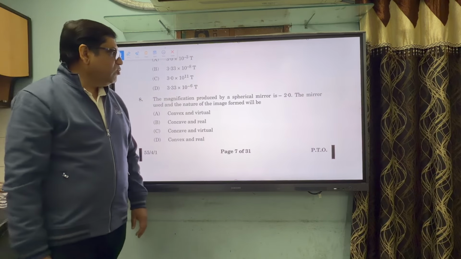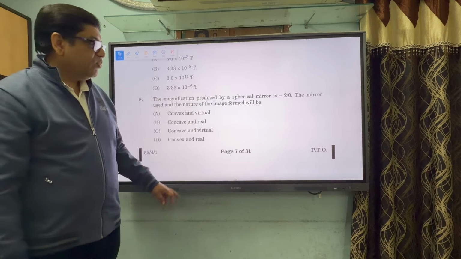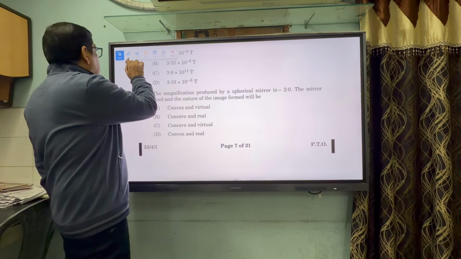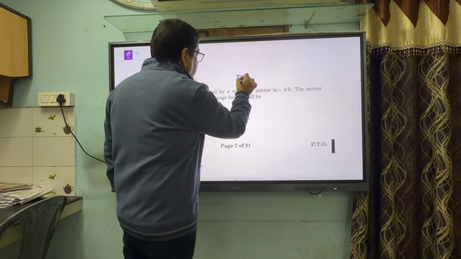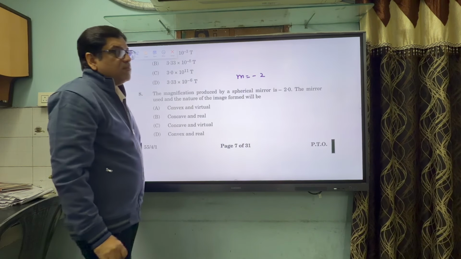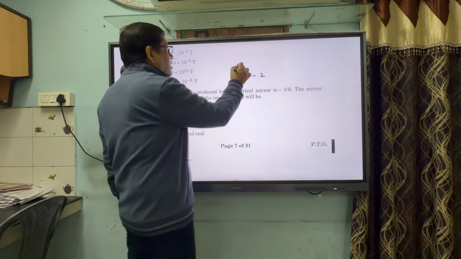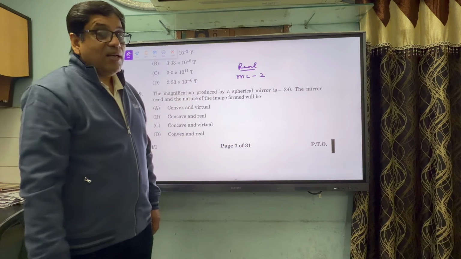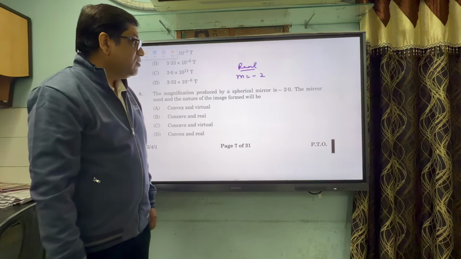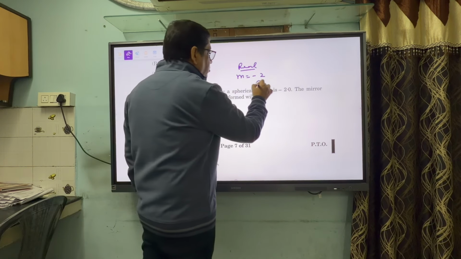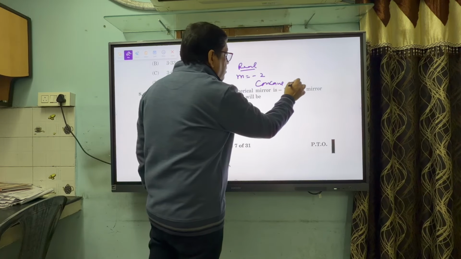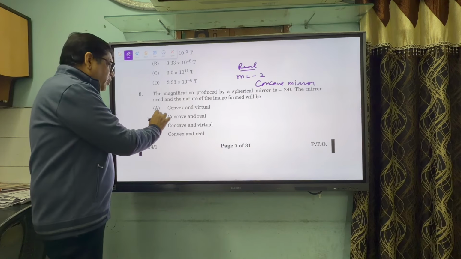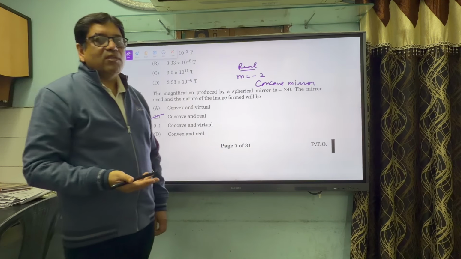The magnification produced by a spherical mirror is -2. The mirror used, the nature of the image formed is? So magnification is given to be -2. Minus sign represents that the image is real and inverted. And a real image is formed only by a concave mirror. So it is a concave mirror which is forming a real image. So B it is. Obviously, this question is on 10th basis.